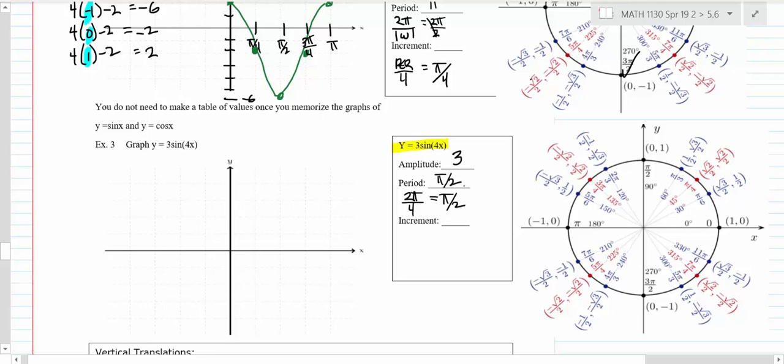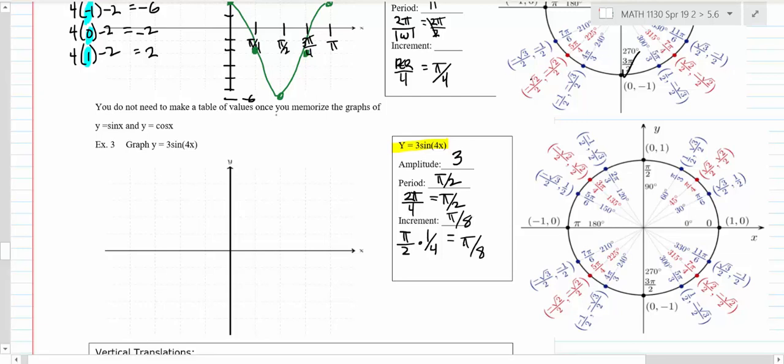Okay, period changed. How do you find the increment? Divide by 4. Exactly. So you take the period and divide by 4. You can also think of it as multiplying by a fourth. Dividing by 4 and multiplying by a fourth are the same thing. So that would give you pi over 8. So what do you do with that pi over 8? Well, that gives you the x value. So you count by pi over 8.